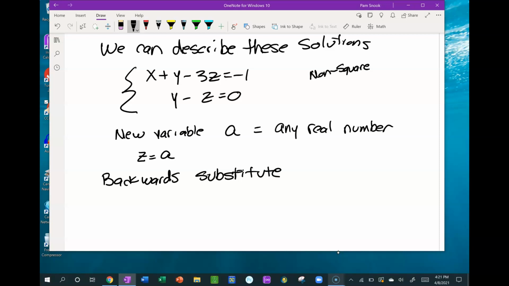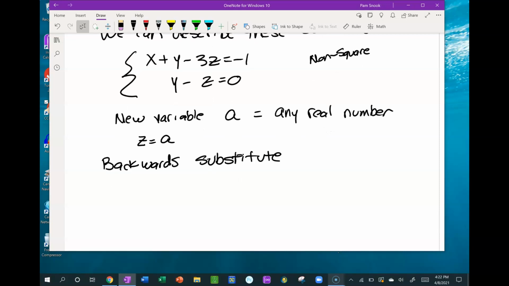So I'm going to take that Z and I'm going to substitute it in our second equation. So Y minus Z equals 0. Put in A for Z. If I'd had an answer, I'd have put that in. So I'm just going to use A for that answer. So Y equals A.